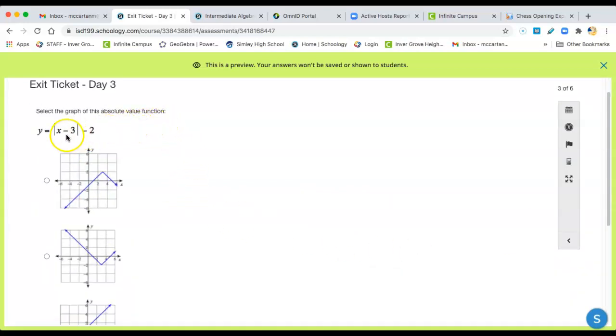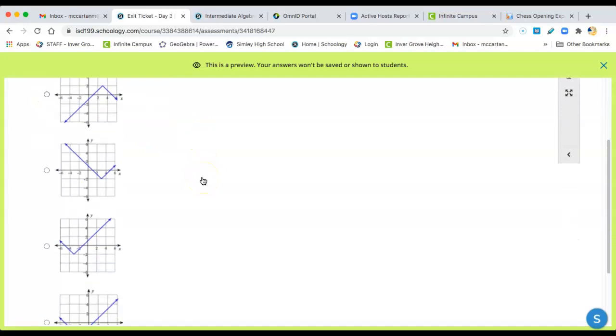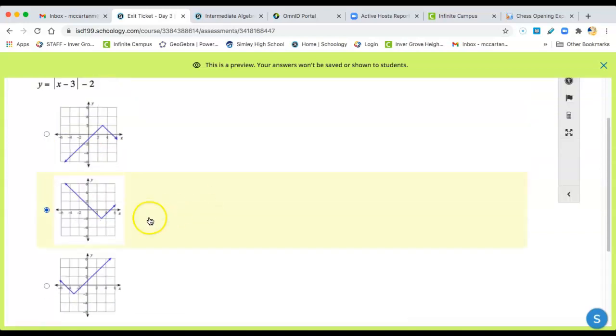All right, this one moves two different ways. Inside the absolute value, minus 3 means it moves to the right 3. Outside the absolute value, negative 2 means it moves down 2. So to the right 3, down 2, right there. That's it.